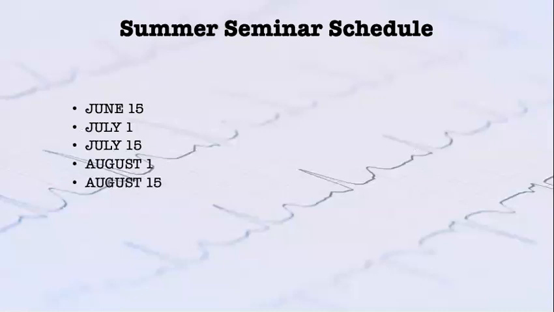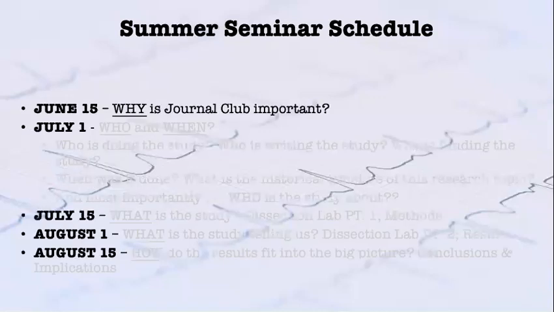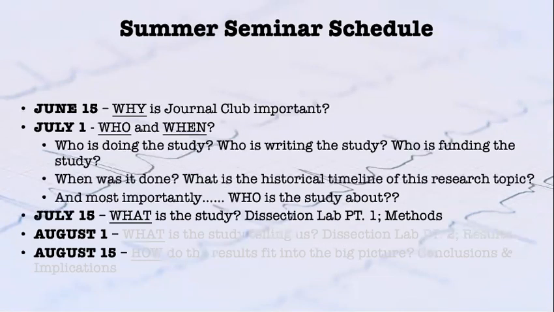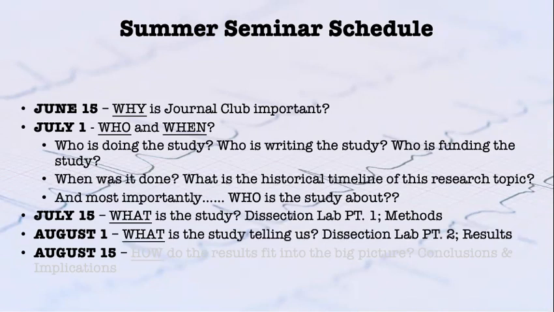All right, so here's the summer seminar schedule, right? Okay, so today I want to talk to you about why Journal Club is even important. What's the whole purpose? July 1st, I'm going to talk about the context that surrounds the study, which is actually really important and very relevant. Then on July 15th, I'll talk about what the investigators actually did in the study, right? Get really down into the meat of it. On August 1st, I'm going to discuss the results the investigators received from the study, like what happened, right?